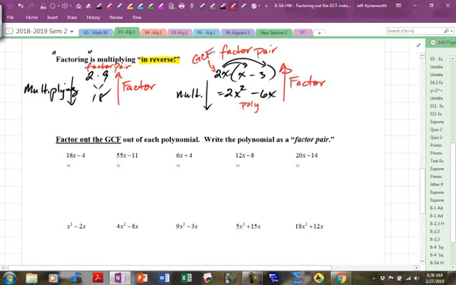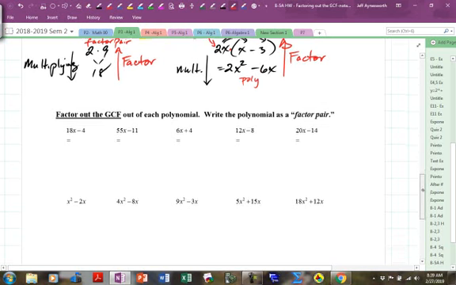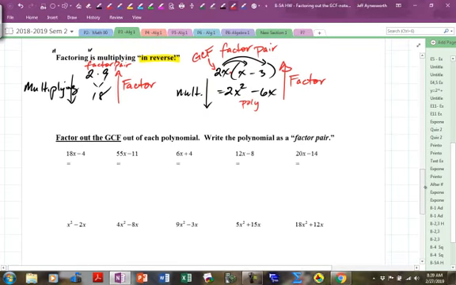So the question is, given a polynomial with 2 or 3 terms, or even 4 terms, how do you factor it into a factor pair? That's the whole essence of the lesson. And the question is, how do you factor out a GCF? So let's get into it. And I'm going to obviously use the idea of factor pairs, because that's the whole idea. So here we go. We're going to learn how to factor out the GCF using factor pairs.